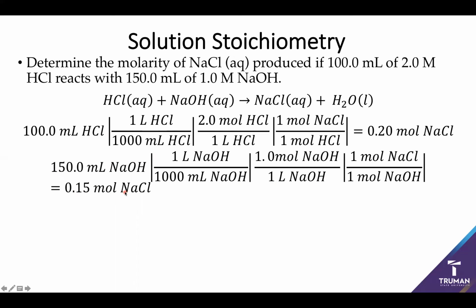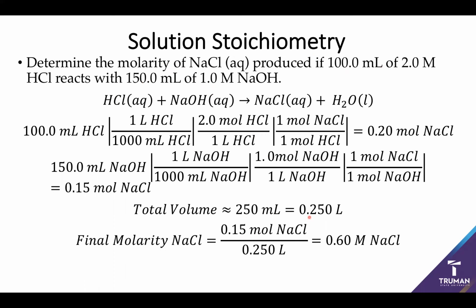Now we have to figure out what our volume is, because again, remember, I'm looking for the molarity of my product species. So if I add in 100 milliliters of acid with 150 milliliters of base, I should, in the end, have about 250 milliliters of total solution. Now, it is worth noting in practice, this volume might change a little bit due to the interaction of these two solutions, but it's pretty much about 250 milliliters. I can then use this to calculate my final molarity.